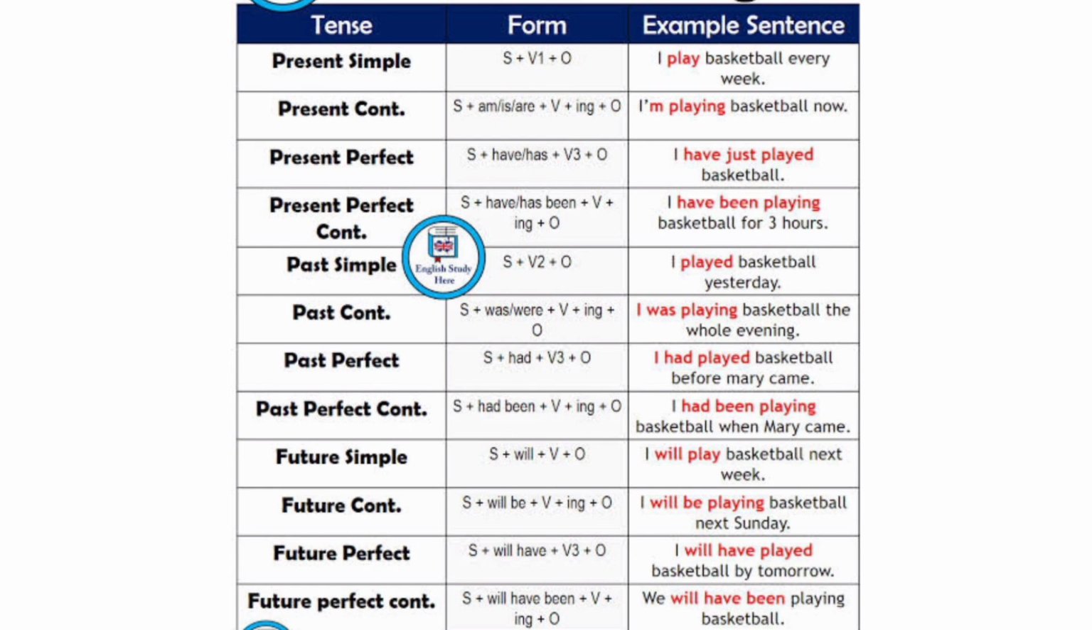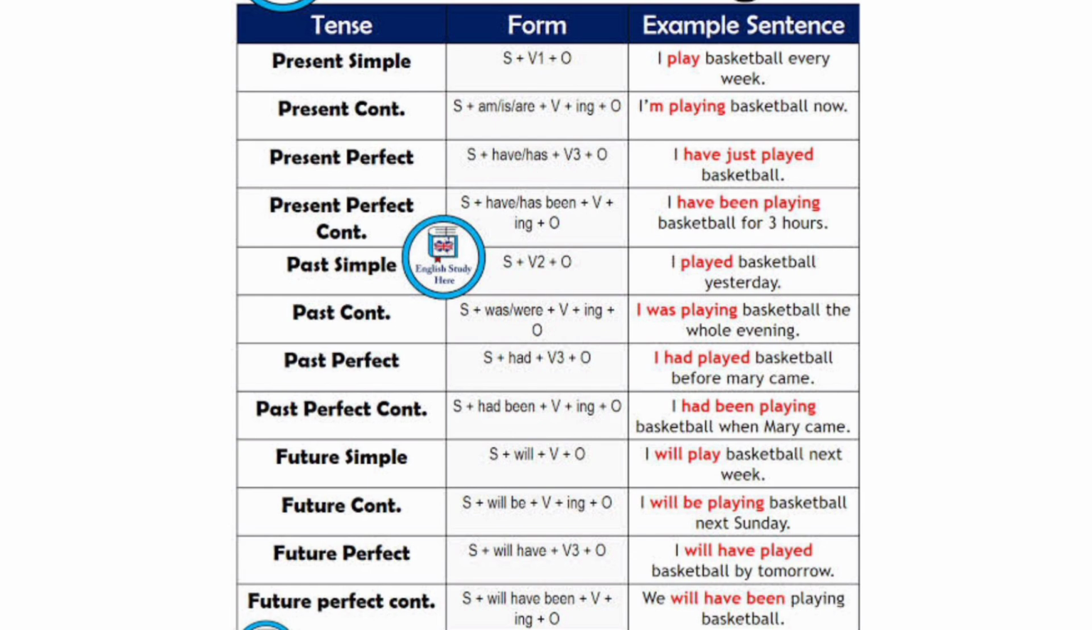And the next one is future perfect tense. Here the form of the sentence is subject plus will have plus the V3 form of the verb plus object. That is, I will have played basketball by tomorrow. Here we again used the V3 form of the verb play, that is, played. So in the future perfect tense it will come, I will have played basketball by tomorrow.